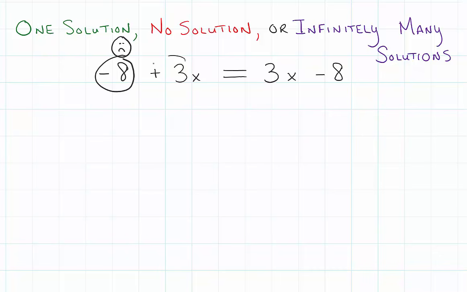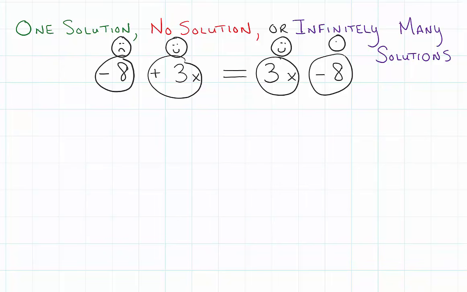I've got a negative 8. I've got a positive 3x. On the other side of the equation, I have a positive 3x, and I have a negative 8. Okay, so what we are going to look to do first is the variables. We always want to take care of variables first.